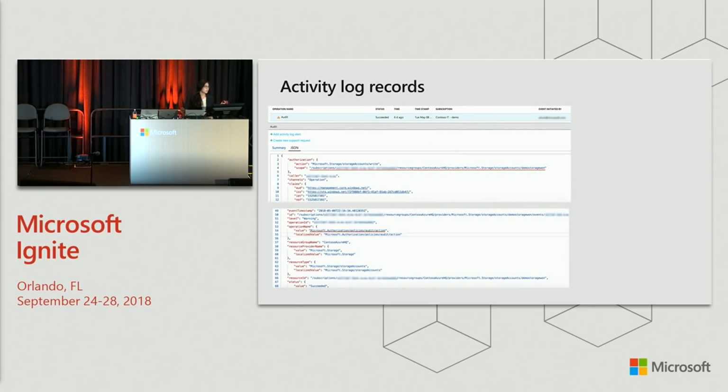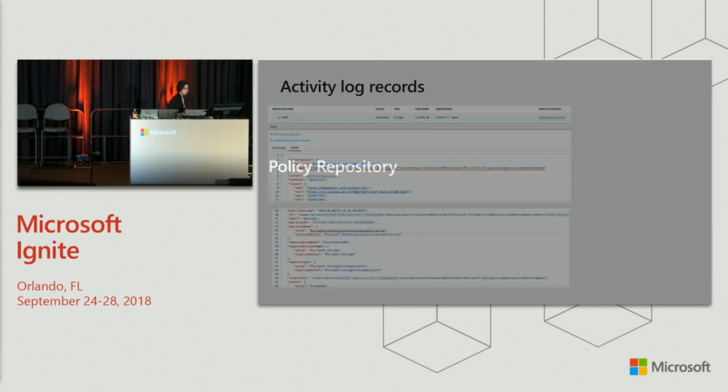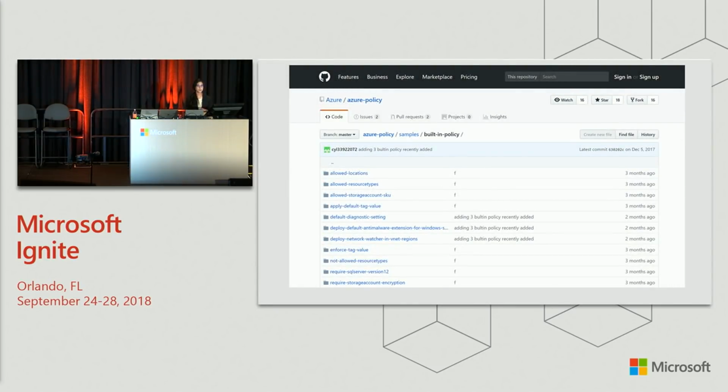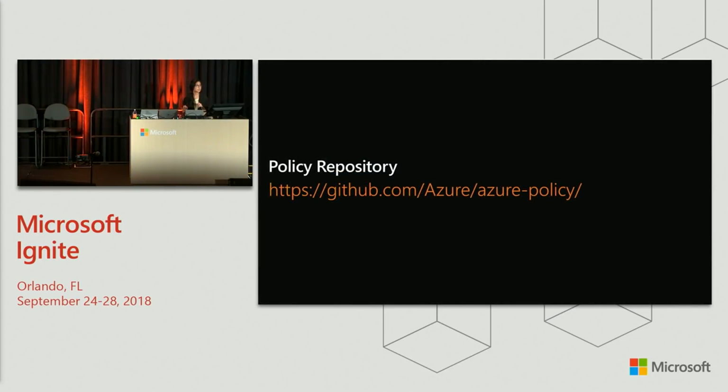Also, all of the events that take place, so audit, append, deny, deploy if not exist, and audit if not exist, everything is recorded onto the Azure Activity Log. So if you want to get alerted anytime a resource turns non-compliant, create an alert off of the Azure Activity Log. We also have an Azure Policy GitHub for someone who's looking for additional samples of policy definitions. You can go over here to see what other policy samples are out there beyond our built-in policies.